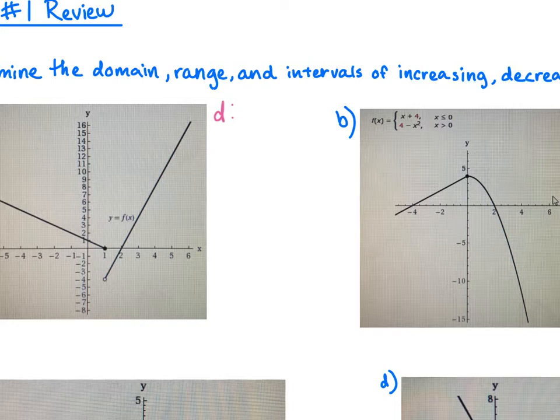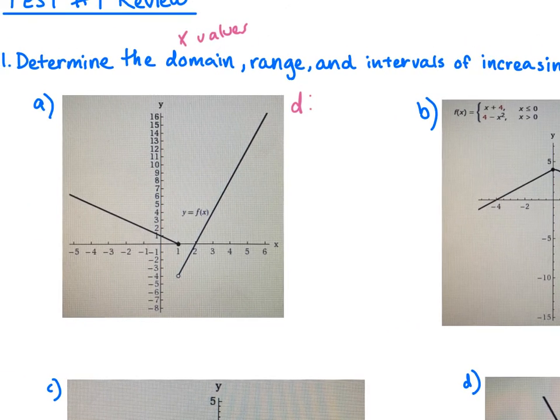So remember, our domain is all of the x values. So we look at our graph. If it doesn't have a dot, that means that it's an arrow and it goes on forever. So our smallest x value here, since our graph goes on forever in the negative direction, our domain starts at negative infinity and then it goes on forever in the positive direction, so it would end at positive infinity.